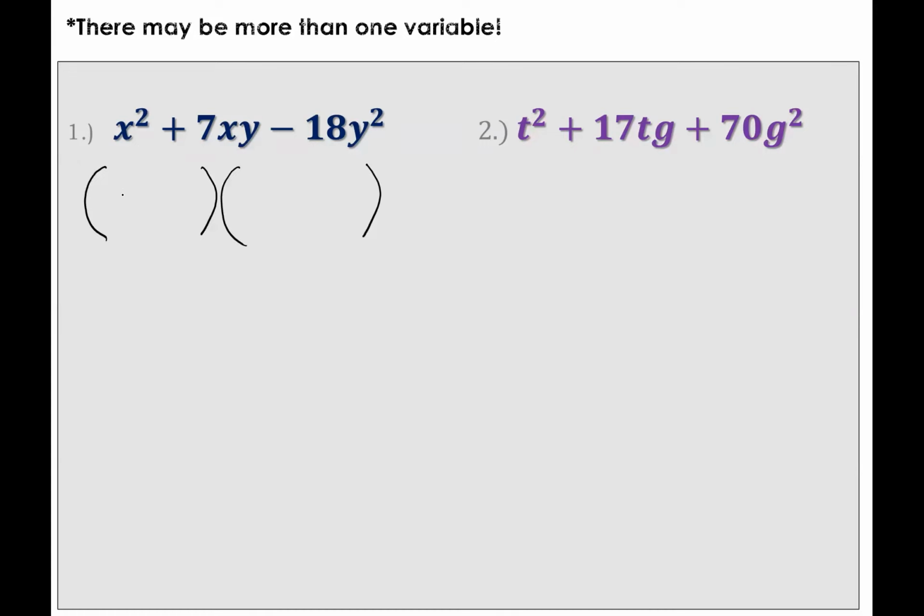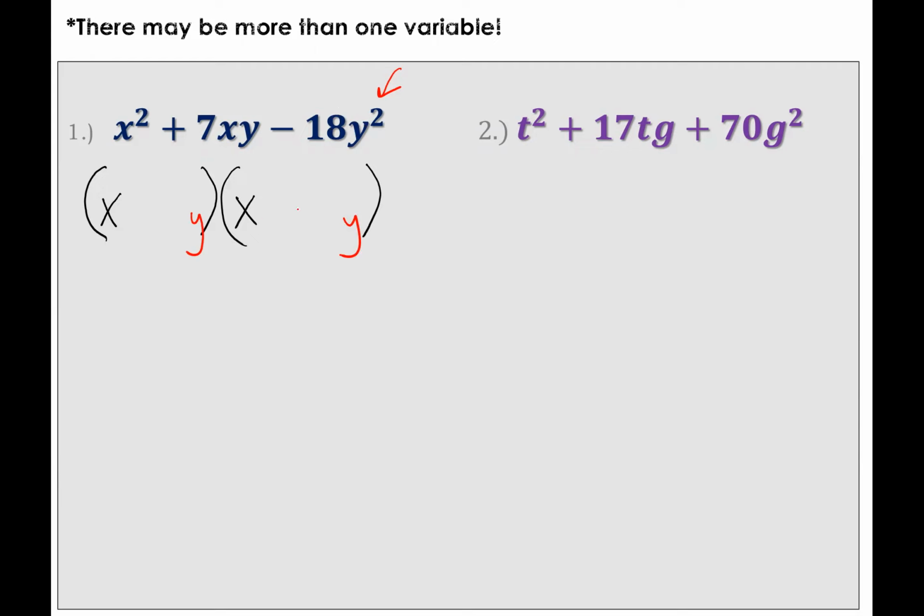So let's take a look at how that will affect our answer. We still get to start with x times x. X times x is x squared. Our last two terms here need to multiply to negative 18y squared. So here's what you can do. If you see that second variable showing up at the end of your trinomial, just stick a little extra variable in your parentheses. Now we get to focus on the numbers.